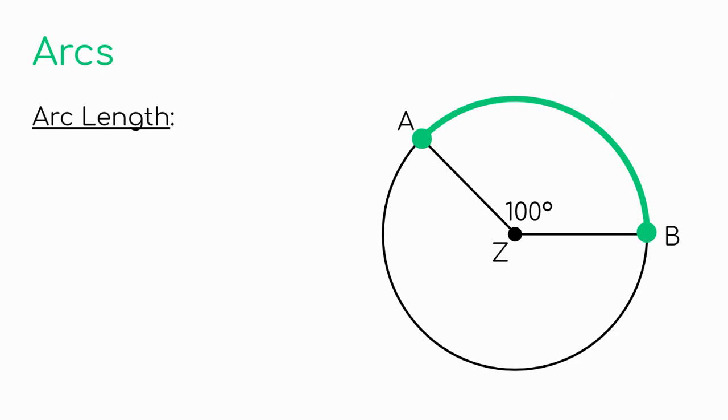But now we're going to shift from angles into length. If you think about length, how do we usually measure length? Usually it's in centimeters or inches, feet, yards, miles, right? We want to see if we took a ruler and measured from A to B, how long would it be? That's what arc length is.